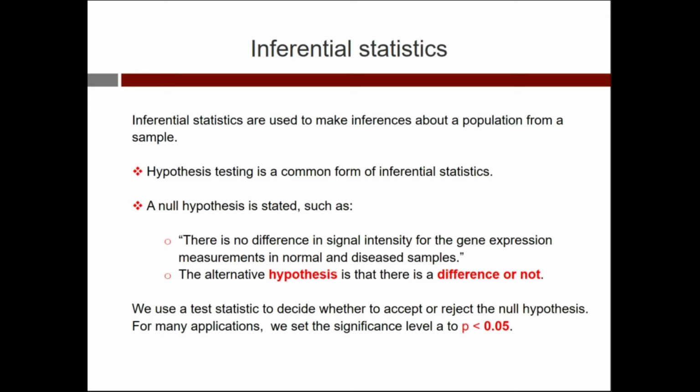They are based on hypothesis testing. So we set up a null hypothesis, such as there is no significant difference. The alternative hypothesis is that there is a difference. We use a test statistic to decide whether to accept or reject the null hypothesis. For many applications, we set a significance level of p less than 0.05.